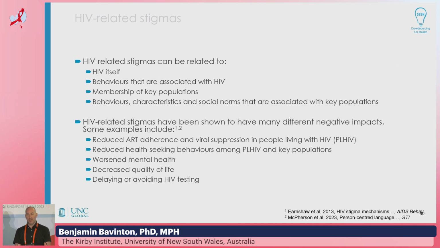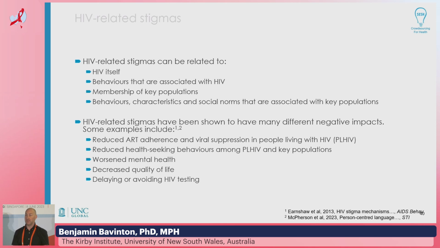Now, in our area, HIV-related stigmas can be related to HIV itself. So that might be things like fear of infection or contamination, all these horrible words. There can be the behaviours that are associated with HIV and HIV transmission. There can be the membership of key populations, and there can be the behaviours, characteristics and social norms that are associated with those key populations. So you can see that it can get quite complicated. It's not just one form of stigma that's operating, it's all sorts of different forms of stigma.